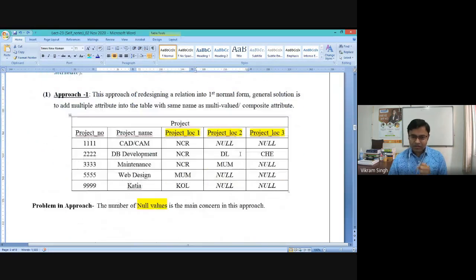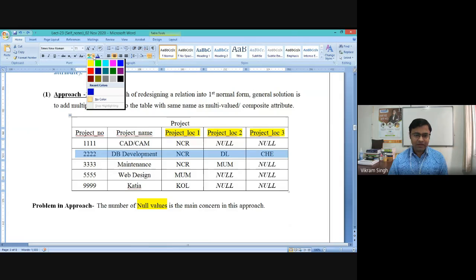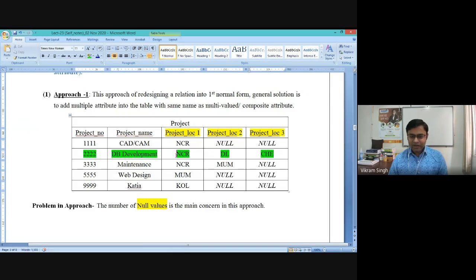So the first approach says initially we have one project location attribute. Now we can create other project location attributes, right? For the tuple where we have three locations, NCR, DL, and CHE, we have created that number of attributes. We simply replicated the same attribute. Similarly for 333 maintenance, we have created them.